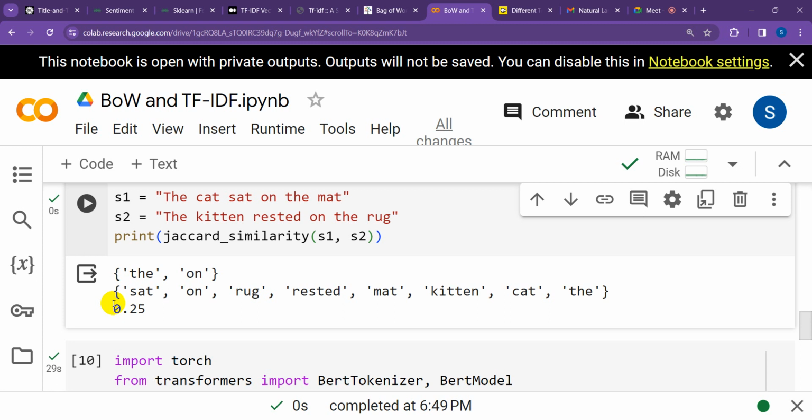So ma'am, in the exam, it can differ. If we have taken only the unique words and they consider the programming like this, then the answer can be wrong. So how can we justify it? The better answer would be 0.25 only, right?